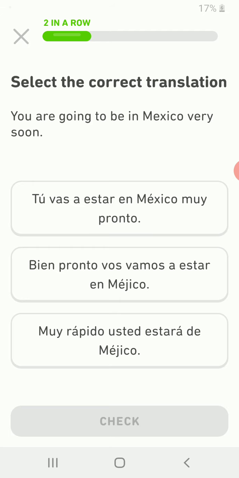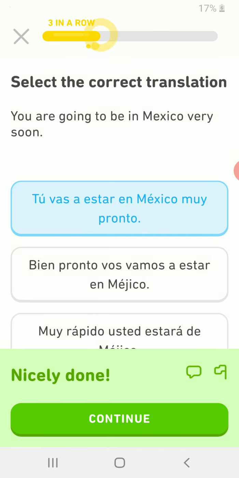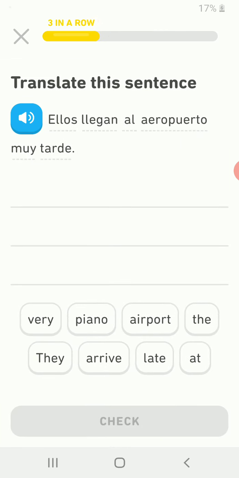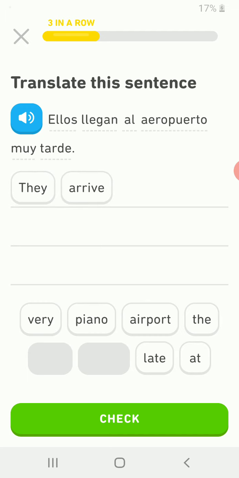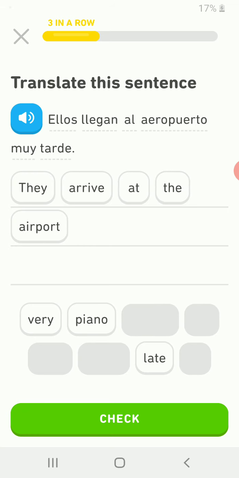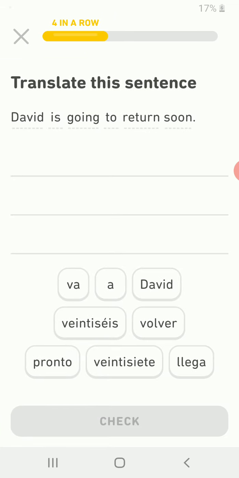You're going to be in Mexico very soon. Tú vas a estar en México muy pronto. Ellos llegan al aeropuerto muy tarde. They arrive at the airport very late. I think it's correct. David is going to return soon. It's David, but since we're doing Spanish lessons, so we should read it as David. So David is going to return soon.